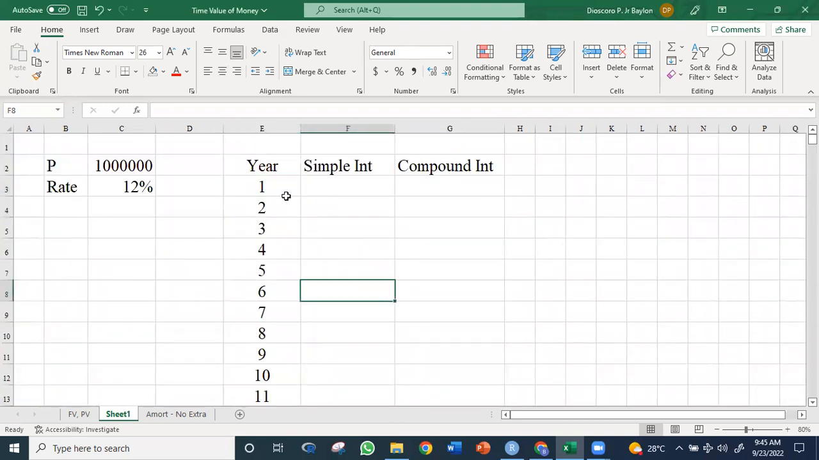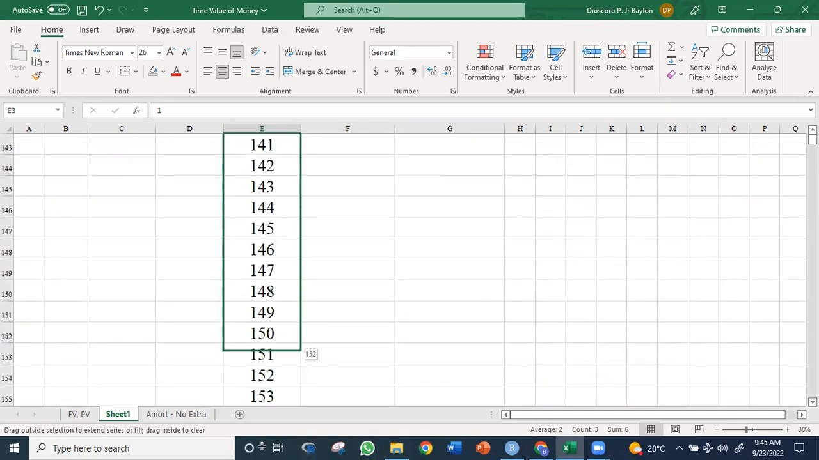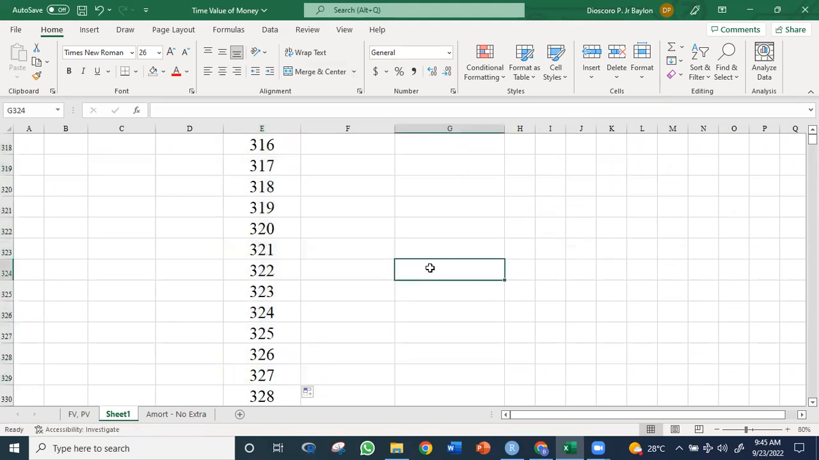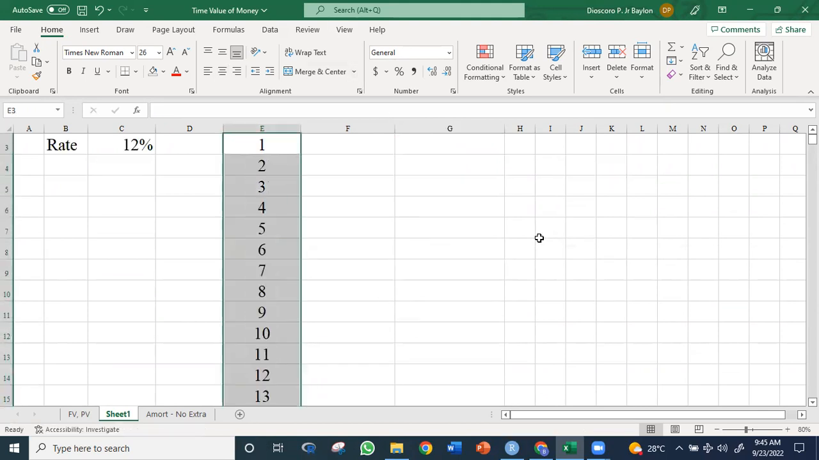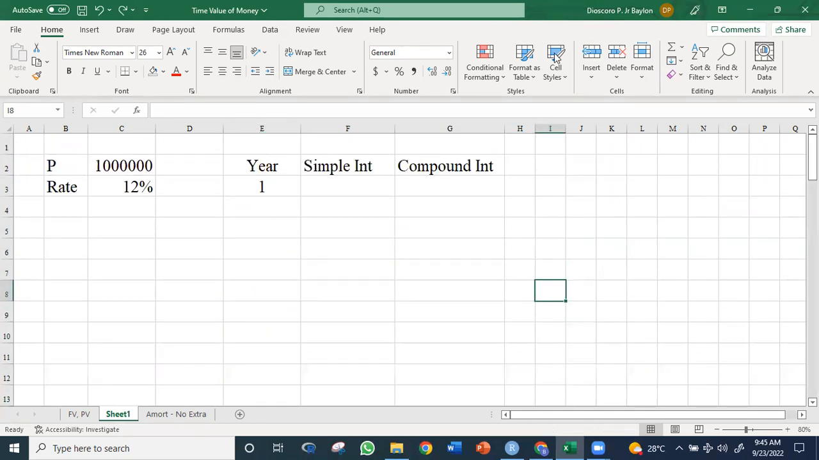Imagine if you're going to use the method that I taught Gerald a while ago, which is type 1, 2, 3, and then drag down 1 million. That will be really very, very difficult. Imagine just dragging your mouse until 1 million. So let me delete that. Control C. Was that clear, class?